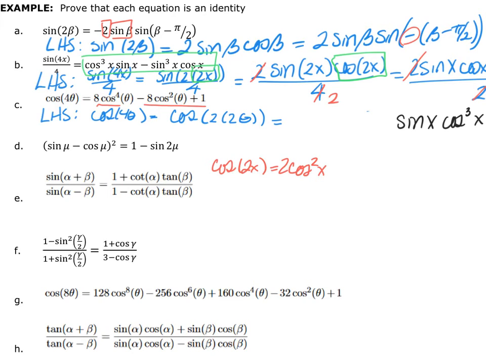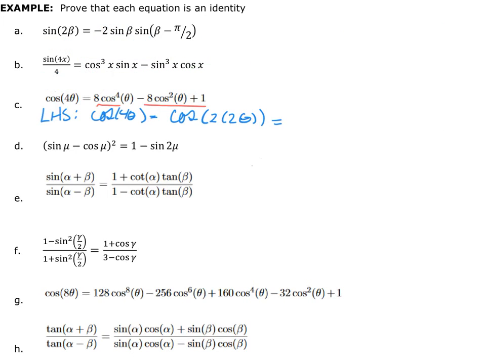Okay, so then let me do this. This is going to be equal to 2 cosine squared 2 theta minus 1. And I'm going to use the double angle yet again. So this is going to be equal to 2, and then in parentheses.